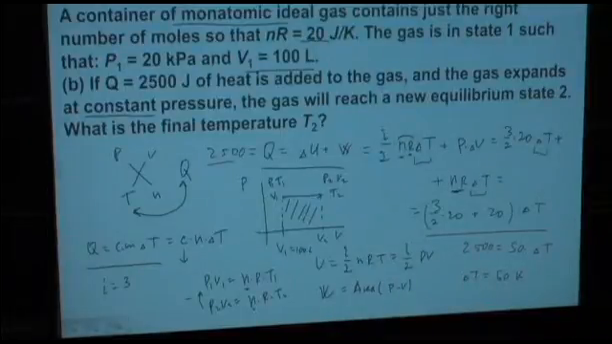That's the change. But if we know the initial temperature, now we're just adding the change to it, and that gives the final temperature. So the final temperature will be equal to the 100 plus 50, 150 kelvins.